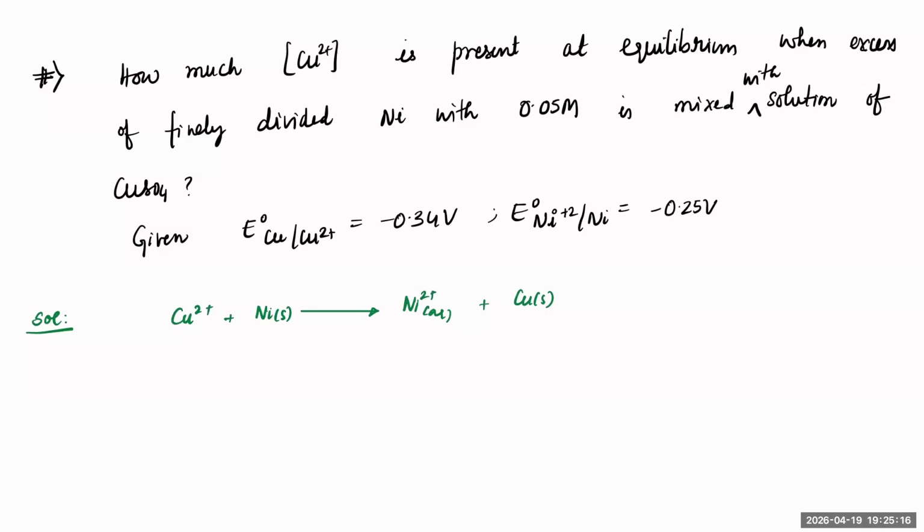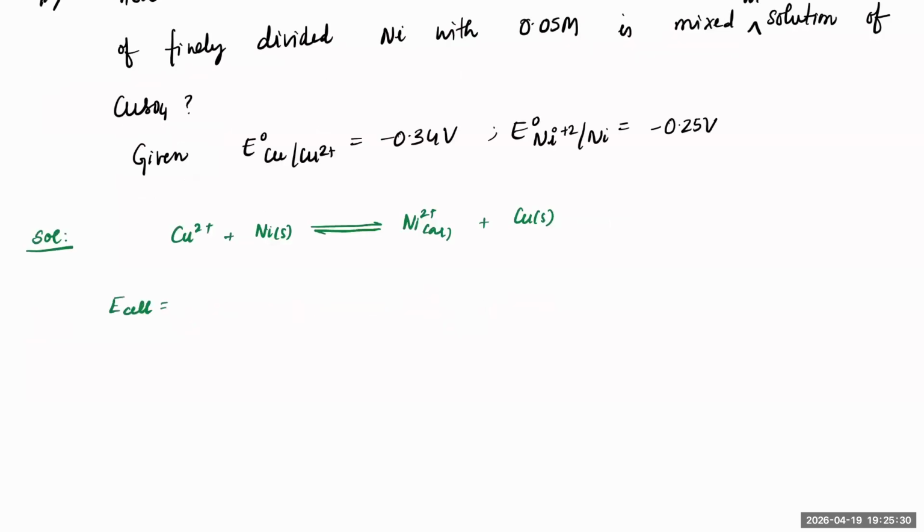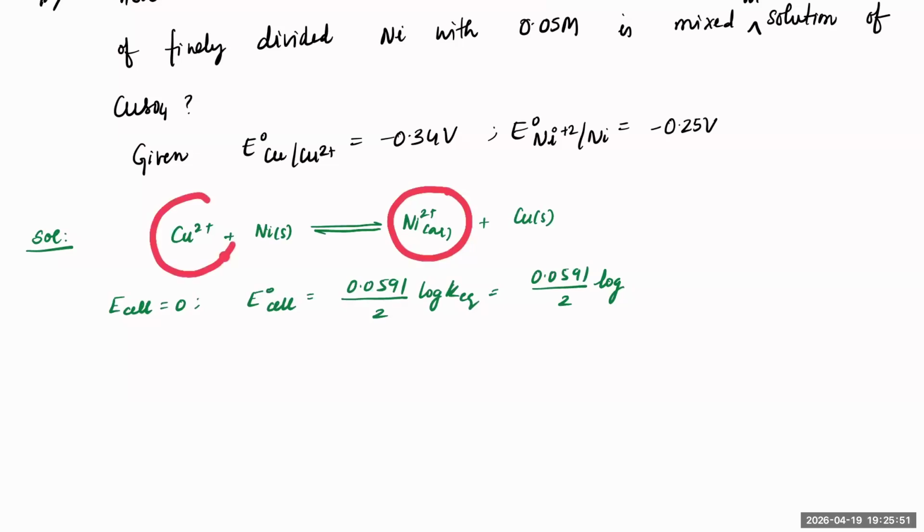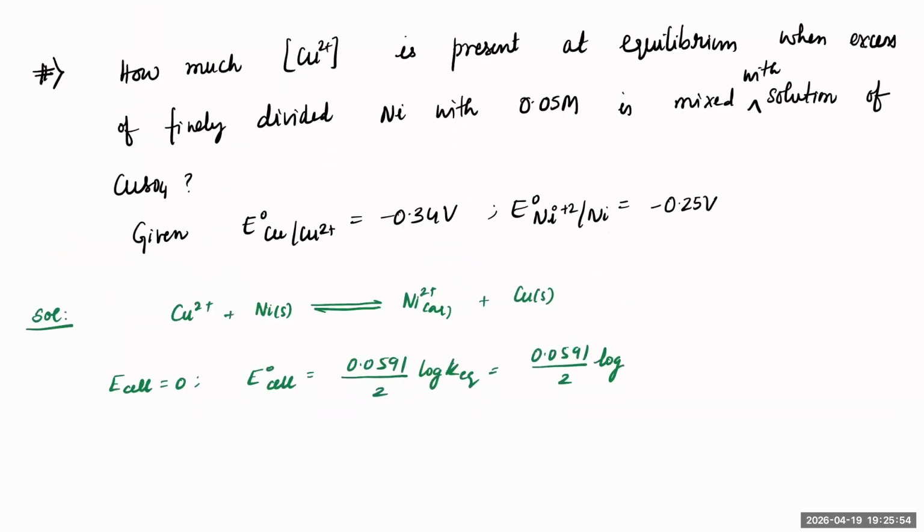We need to find out at equilibrium what is the concentration of copper 2 plus ions, which means we are assuming that this is at equilibrium. While this is reacting, in that case, the E cell will be equal to 0, which means E naught cell will be equal to 0.0591 by 2 log of K equilibrium, which is equal to 0.0591 by 2 log of equilibrium concentration, nickel 2 plus concentration by copper 2 plus concentration. So nickel 2 plus concentration is already given, 0.05 molar, upon copper 2 plus concentration.